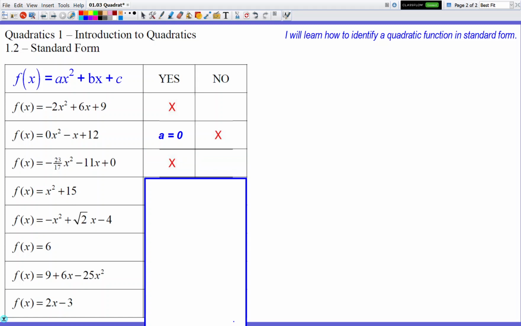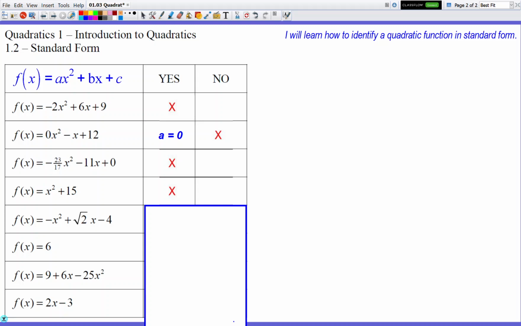Okay, what about the fourth one? Ooh, this guy's missing a regular plain old x. He has the x squared, he has the regular number, 15, but he's missing the x. Is that a deal breaker? Is missing the x going to cause us to not call this a quadratic function anymore? No, it doesn't matter. To be a quadratic function, all you need to make sure of is that you have x squared, and this guy has an x squared, so we're going to mark yes.